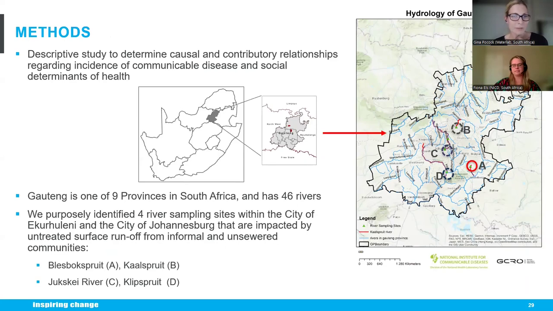We purposely identified 4 river sampling sites within the city of Ekurhuleni and the city of Johannesburg that are impacted by these untreated surface runoffs from informal settlements. We looked at the Blessbok Spruit, which is point A on our map, and the Coal Spruit, which is point B from Ekurhuleni, and then the Jukskei River and the Klip Spruit, point C and D on the map. We're going to share the results from one of these sites. That'll be point A, the Blessbok Spruit.